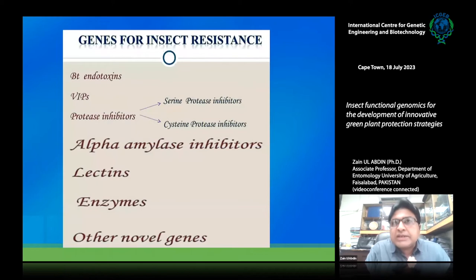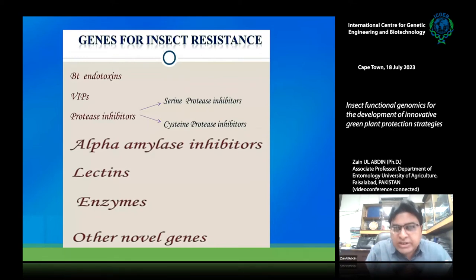After that, the scientists found certain novel genes through the study of insect functional genomics, insect genetics, and insect proteomics. Due to the advancement in genetic knowledge in insect science, the scientists were able to find some Bt endotoxins, then VIPs, vegetative insecticidal proteins, protease inhibitors, serine protease inhibitors, cysteine protease inhibitors, alpha amylase inhibitors, lectins, enzymes, and other novel genes.